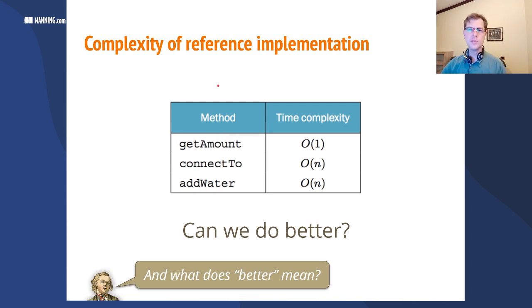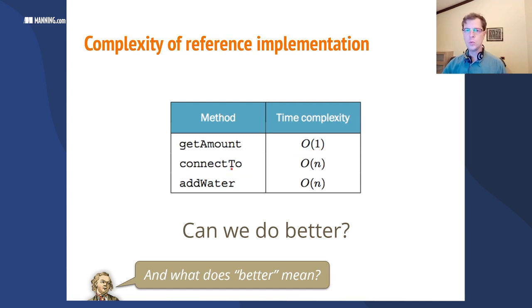Back to our example. Let's start with the asymptotic complexity, and let's check the asymptotic complexity of the reference implementation. As you recall, we have a field holding the water amount in this container. Therefore, the getAmount method, which we haven't seen the code for, but it's trivial, just returns the amount that's written in that field. Therefore, the getAmount method is constant time, which in the big O notation is written as O of 1, which means its runtime is independent of the number of containers around, independent of the number of containers that are connected to this one, and so on. It's always the same, it's constant.